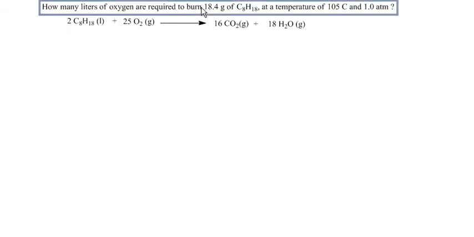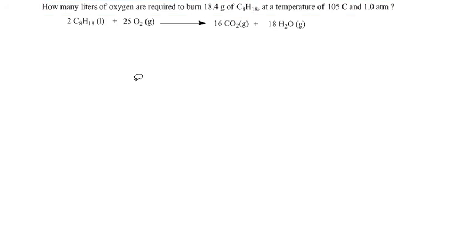The reaction that we're looking at is shown here. If we look at the balanced chemical equation, we always want to start with a balanced chemical equation. And so we want to know how many liters of oxygen it's going to take to burn this many grams of C8H18. The path that we're going to take is shown here.